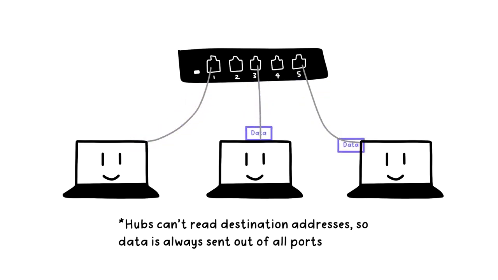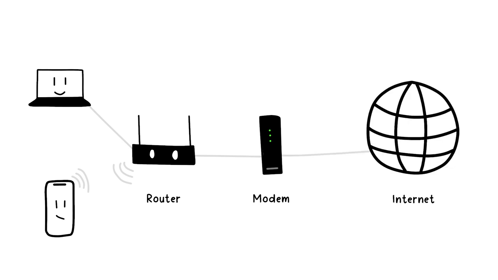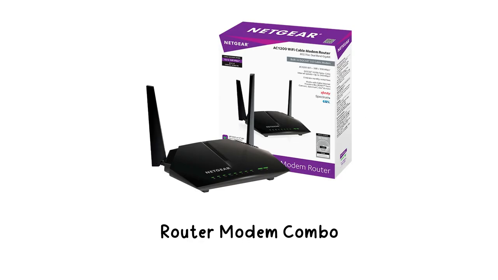This makes it really inefficient and insecure to use, and they are therefore obsolete and no longer used. In a typical home setup, the router is also connected to a modem, which is what connects your home network to the internet through your internet service provider. Some routers also come with built-in modems, making your setup just a tad bit cleaner.